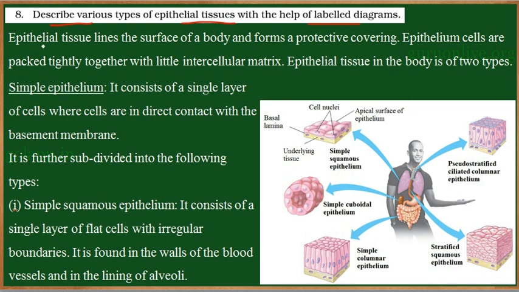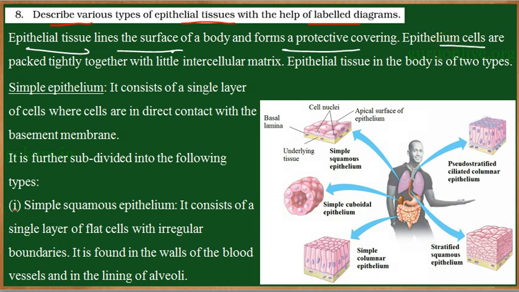So first of all, epithelial tissues. What are these? Epithelial tissues are also called lining or covering tissue. They line the entire surface of the body, both externally and internally, and they give protection. So that is why they are called a lining or covering tissue. They help in providing protection.